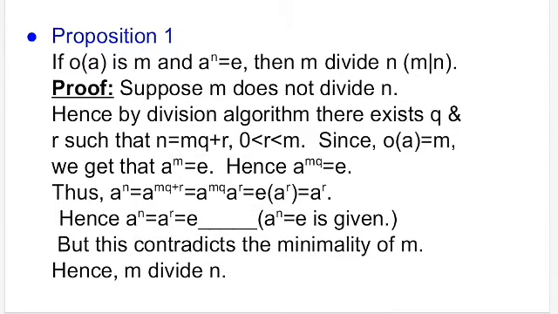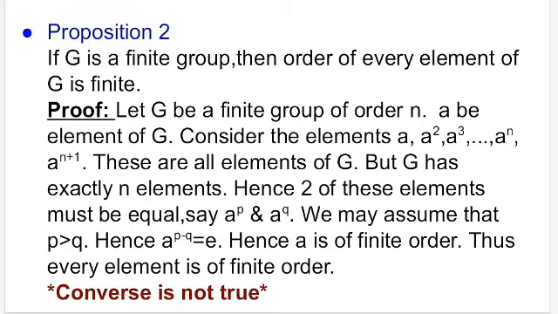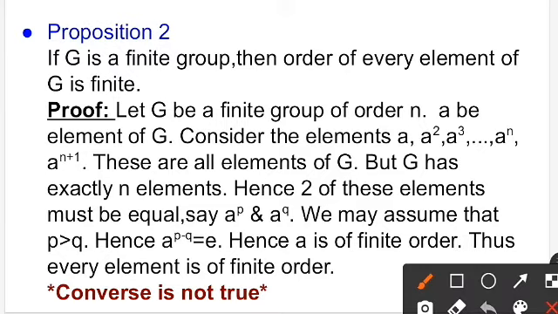Let's go to the next proposition: if G is a finite group, then the order of every element of G is finite. It is a very simple proof actually. We are considering G as a finite group of order n, and a as an element of G, some arbitrary element from that group.